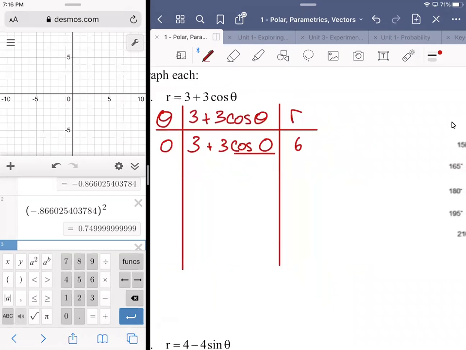Now the thing that makes this probably more confusing than it ought to be is the fact that we plot ordered pairs for polar graphs as r comma theta. So this is, again, r comma theta: 6 comma 0.